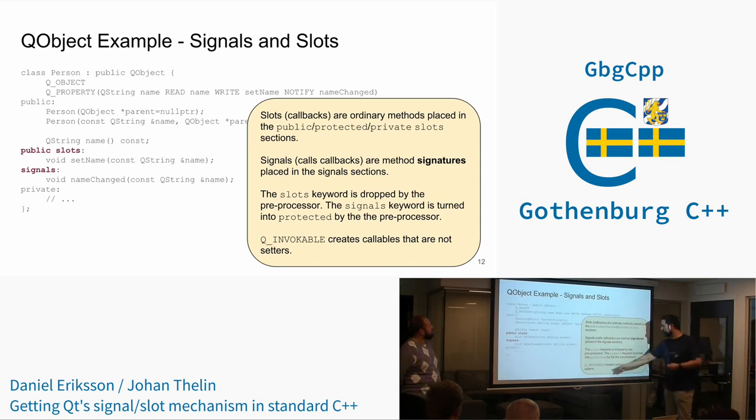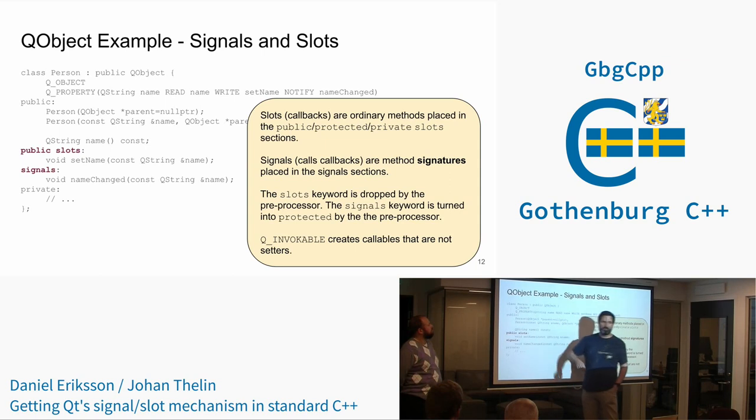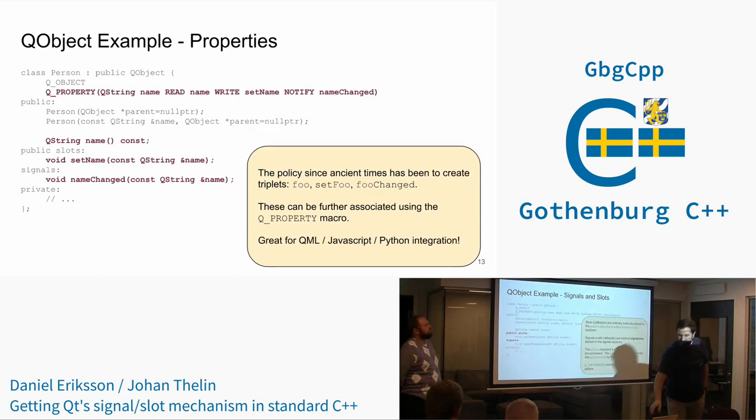There is also something called Q_INVOKABLE, if you want to have a function that you can call dynamically, but isn't a slot per se, because a slot is also a setter function, sort of by convention. And if you have a function that's more of an action function, like update or kill person or whatever you want to do with this one, it would make sense to tag it as invocable, just to say that this is not a part of the property. And again, it works the same way. It takes the name and puts it into the QObject macro so that you can look it up at runtime.